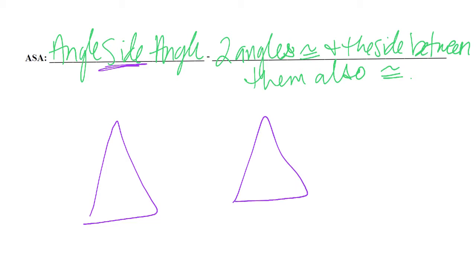So I have my 2 triangles. I'm going to mark my 2 sets of angles, the 2 at the top and 2 on the bottom right, and then I'm going to mark the side in between the 2 of them. This time it's a side sandwich. The angles are the bread and the side is the middle. So you have to have those 2 angles marked and then the side in between them for it to be an angle, side, angle reason for it to be congruent.